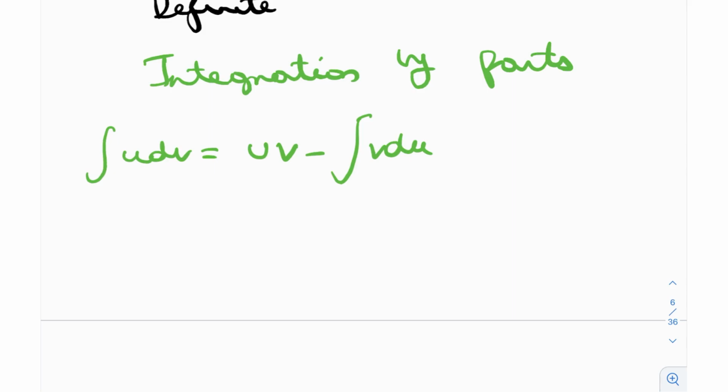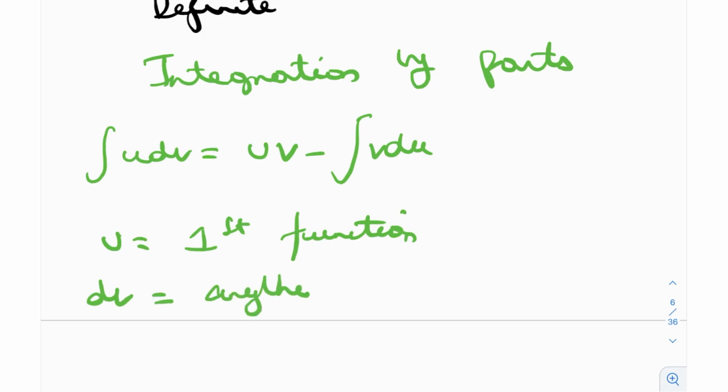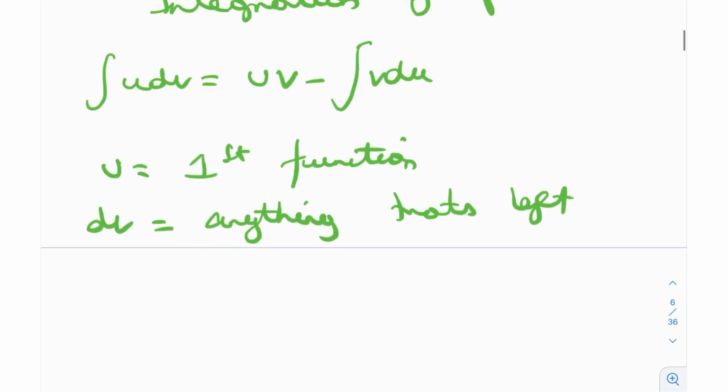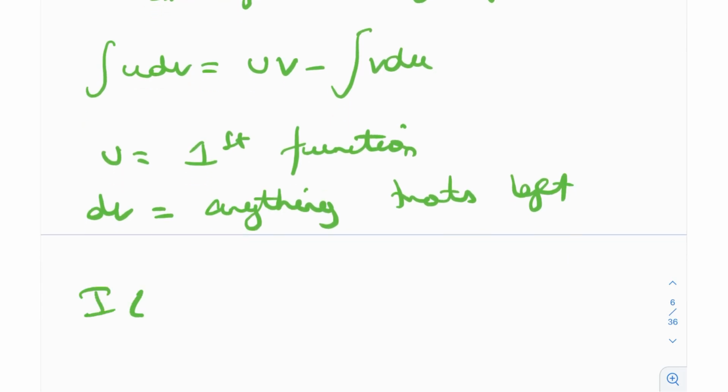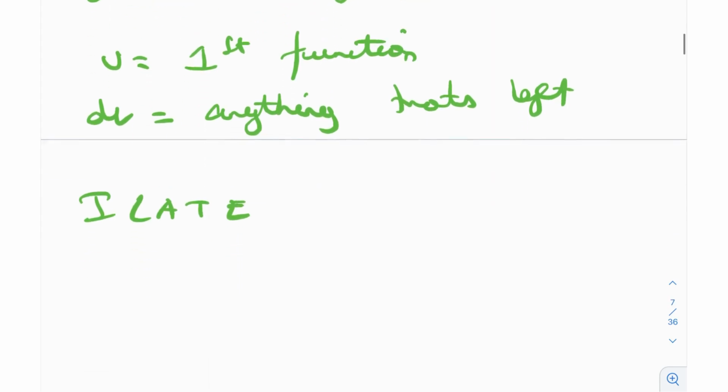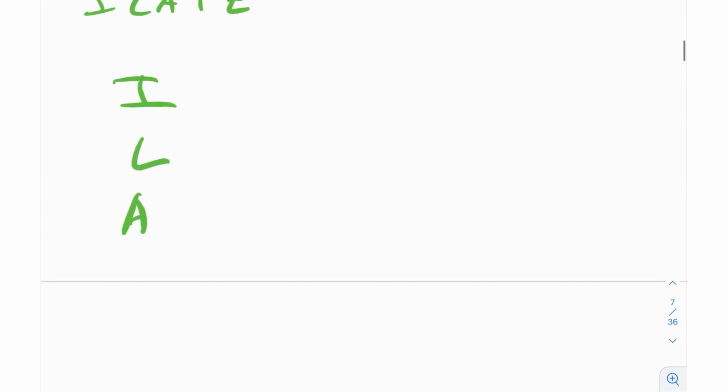But before that, let me give you a brief idea of what this u and dv etc. is. So u is what we call the first function, and then whatever is left is dv. Anything that's left inside the integral, that is dv. How do you determine the first function? You determine it by the ISOLATE rule. Let me just write it like this: ISOLATE.